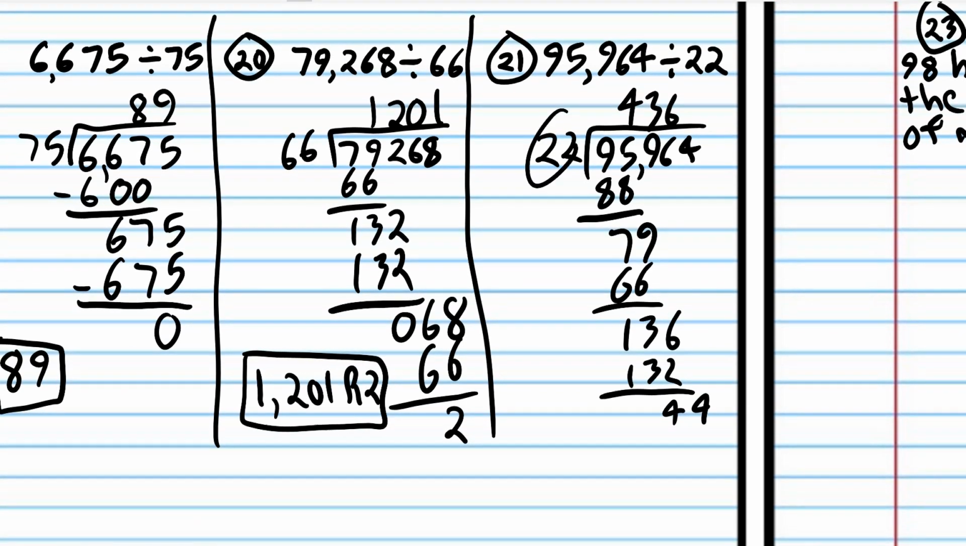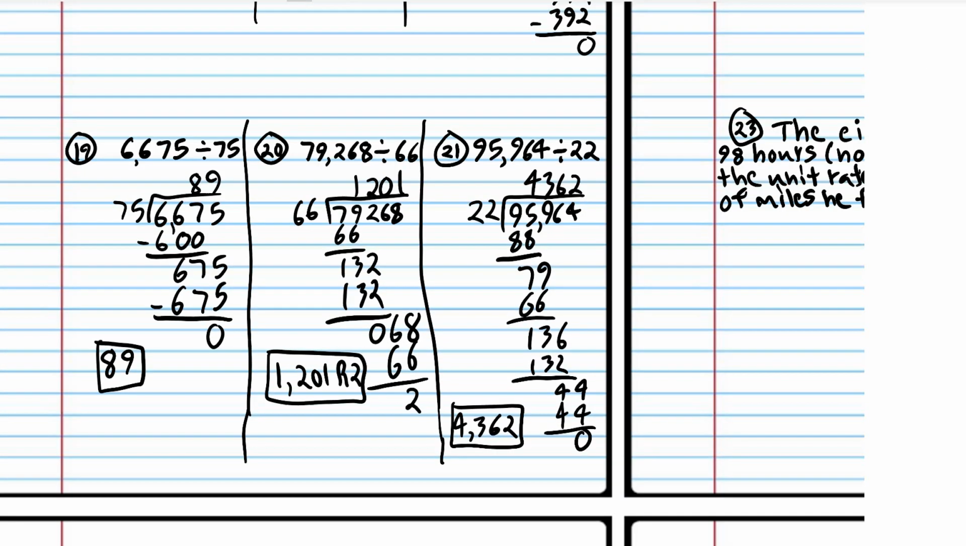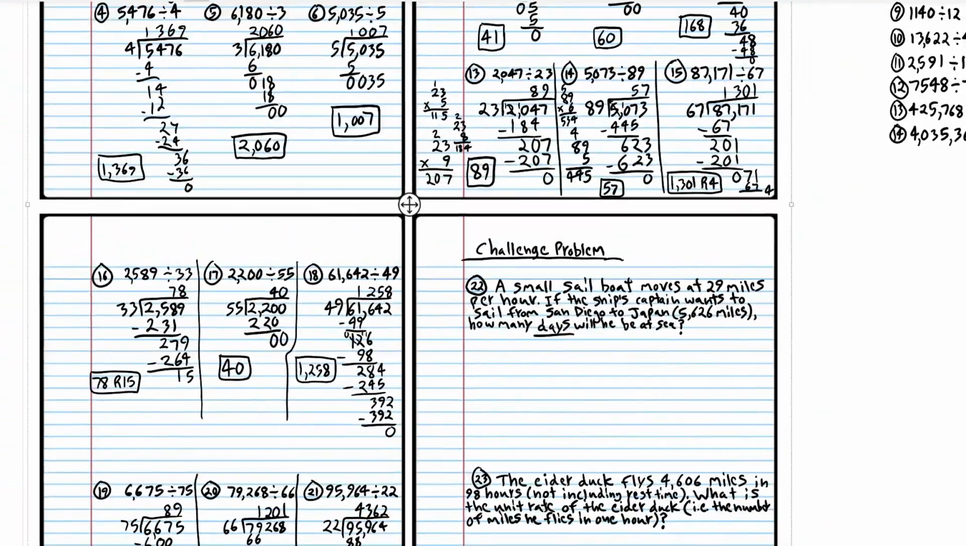And now how many times does 22 go into 44? It goes in 2 times. 2 times 22 is exactly 44. Remainder 0. Our final answer is 4,362. All right, on to the next problem.